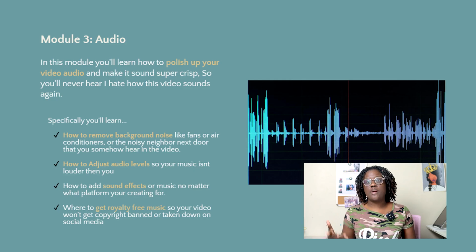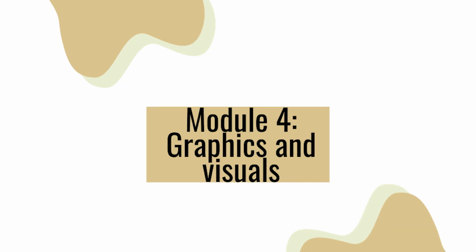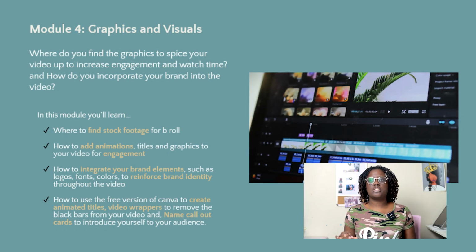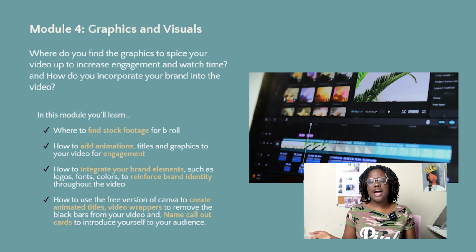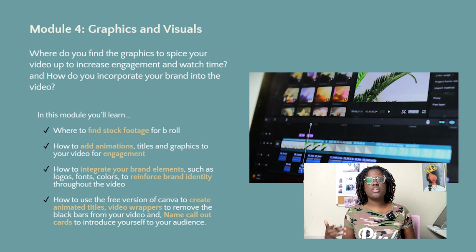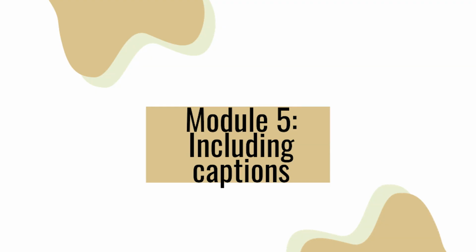The fourth module is graphics and visuals. So in this module, I'm going to be showing you where you can get free B-roll from. I'm going to be showing you how to incorporate your brand colors into your video to make sure it stands out. And I'm also going to show you how to create some things inside of Canva to make your videos look even more personalized.